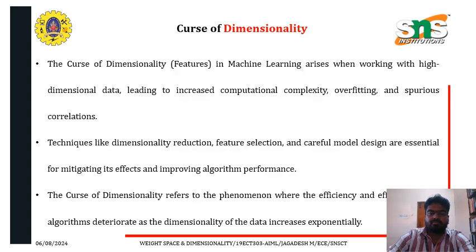Okay. So the first thing we must understand is that dimensionality is nothing but features. The curse of dimensionality in machine learning arises when working with high dimensional data, leading to increased computational complexity, overfitting, and spurious correlations. Techniques like dimensionality reduction, feature selection, and careful model design are essential for mitigating its effects and improving algorithm performance.